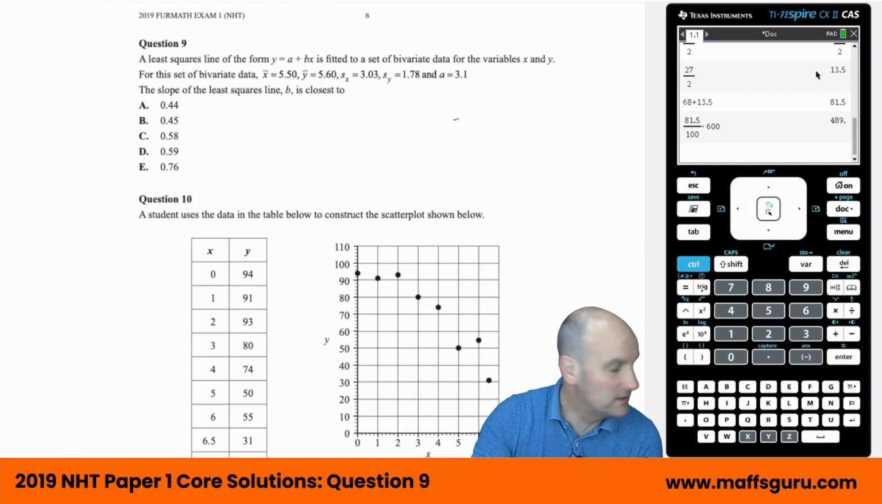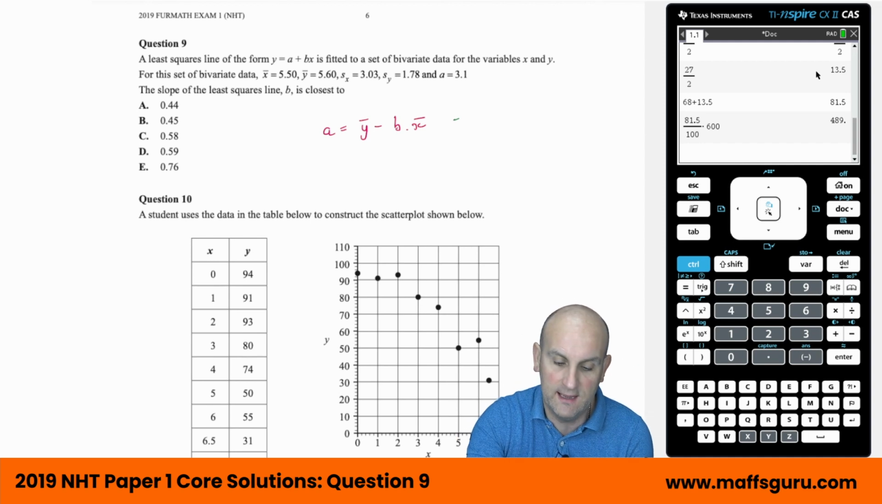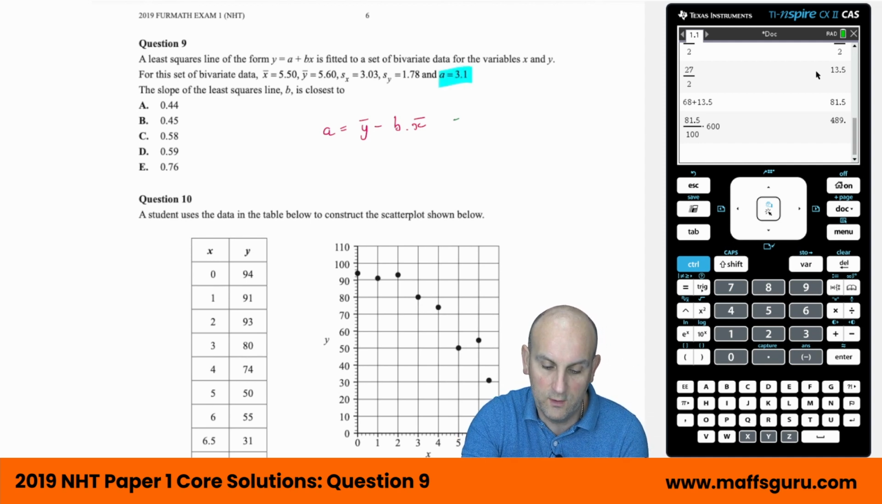But the one we're going to need, I'm just going to check this, is that the value of a is given by y bar minus b times x bar. They've given me the value of a. They've given me the value of y bar, and they've given me the value of x bar. Right, let's see what we got there.